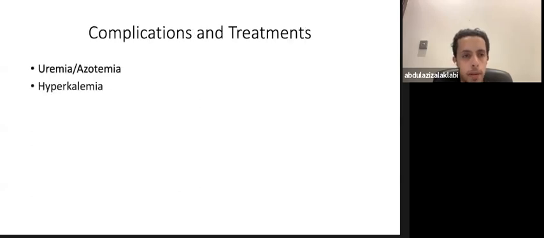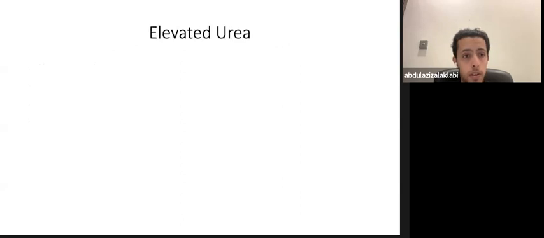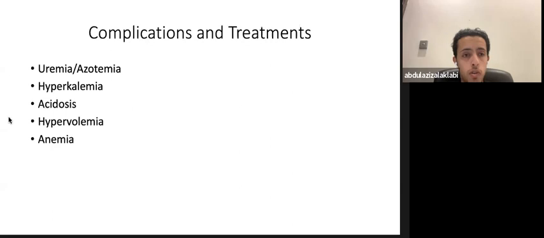Now, uremia and azotemia, as we said before, are the hallmarks of renal failure. Okay. Hyperkalemia can be caused as a result, as well as acidosis, hypervolemia, anemia, and other causes. So the reason why is all due to the kidney dysfunction. So all of these are caused by kidney dysfunction.